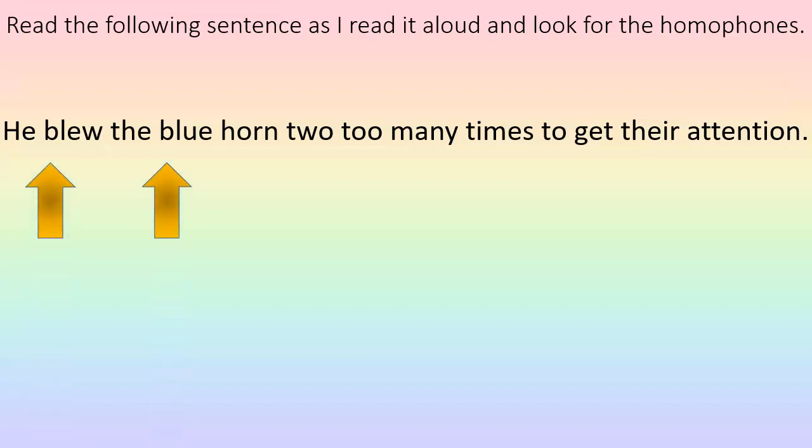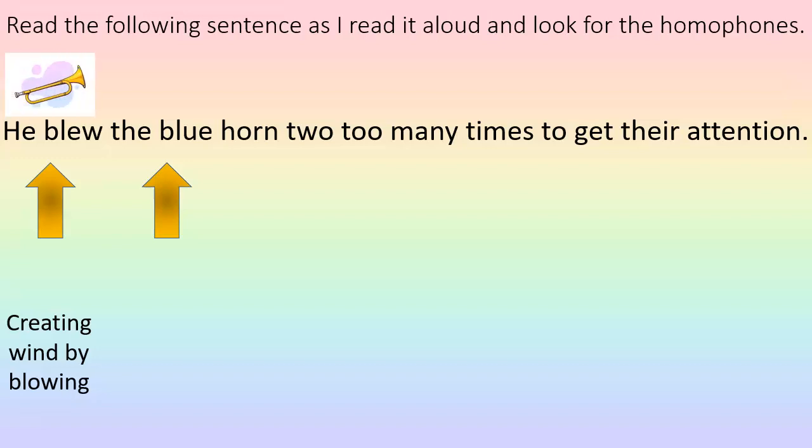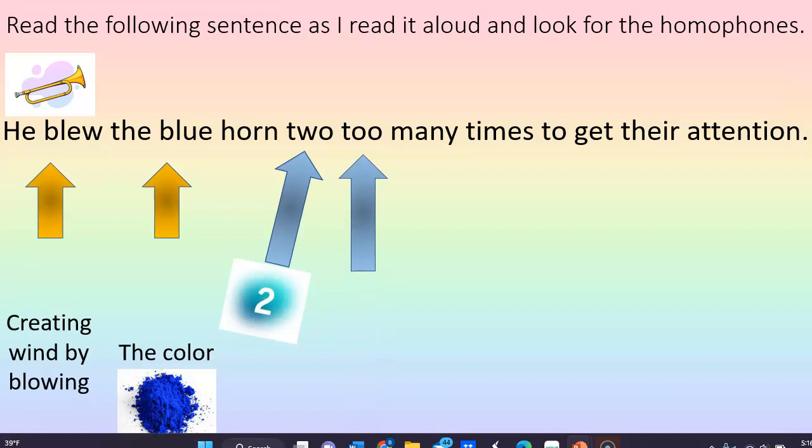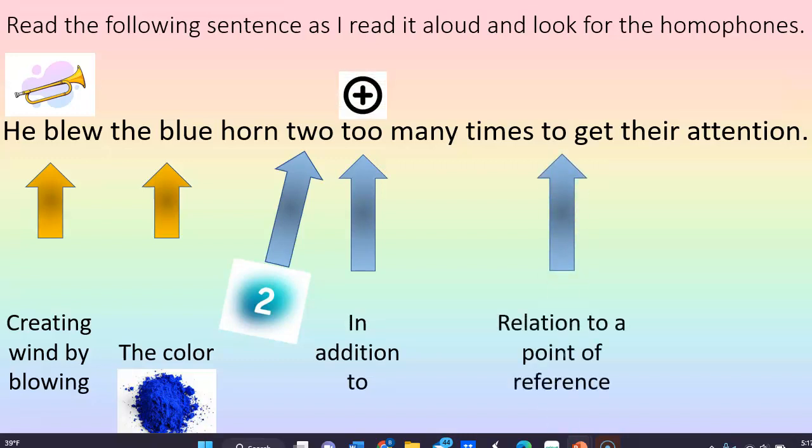Blew and blue. B-L-E-W, representing creating wind by blowing on the horn. B-L-U-E for the color blue. And then we also have two, T-W-O, for the number 2. T-O-O, representing in addition to or also. And lastly, we have T-O, and this tells us when it is in relation to a point of reference.